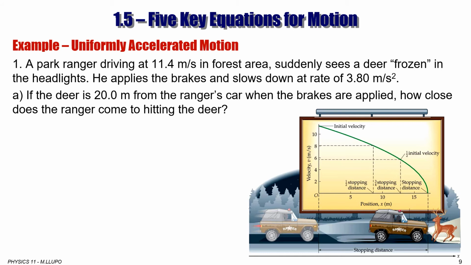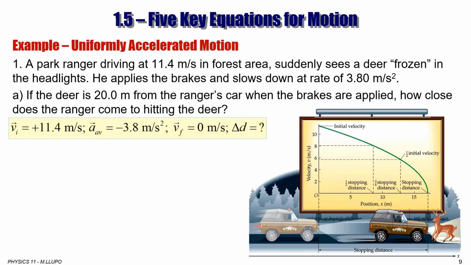The acceleration is negative. So acceleration is in the opposite direction of the initial velocity. So let's write what is given, what is required. Initial velocity is forward, so let's take forward as positive: plus 11.4 meters per second. Average acceleration, obviously, since it slows down, is negative, the opposite direction of moving forward. So it's minus 3.8 meters per second square.